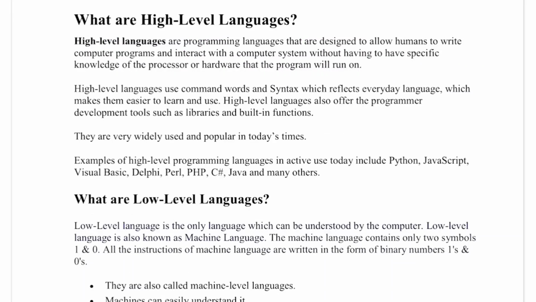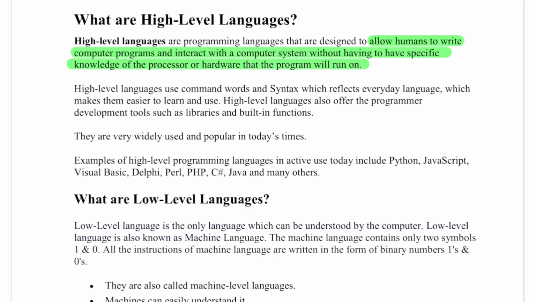So what are high level languages? A very important question. Please don't only write that high level languages are human understandable. Of course they are human understandable, but you need to define it, and you need to write more with examples as well. These are the programming languages that allow humans to write computer programs and interact with the computer system without having to have specific knowledge of the processor or hardware that the program will run on. Again, it provides a level of abstraction, a high level of abstraction.